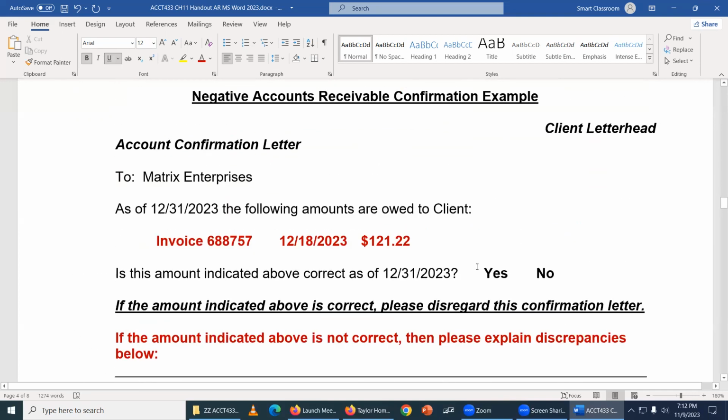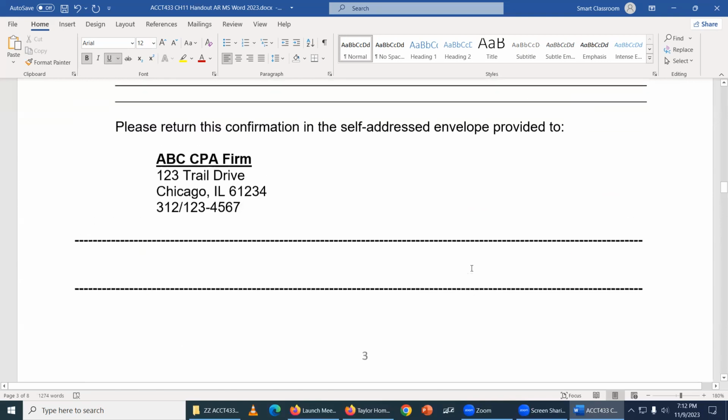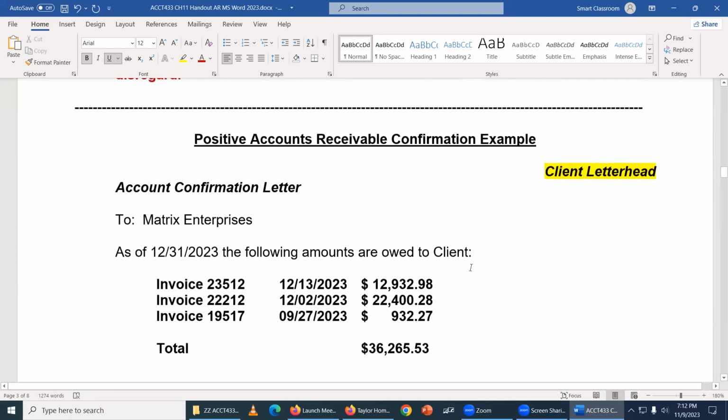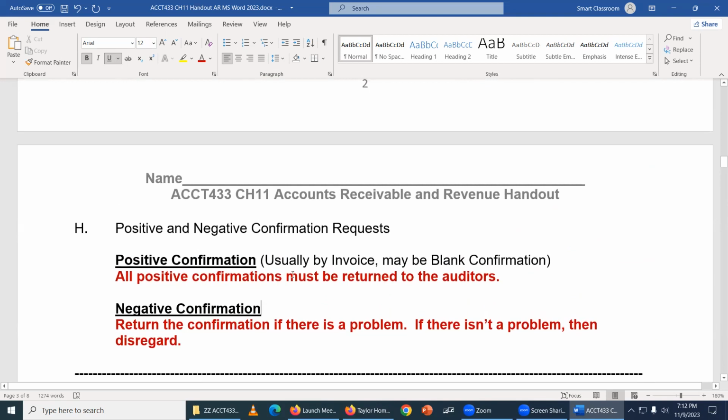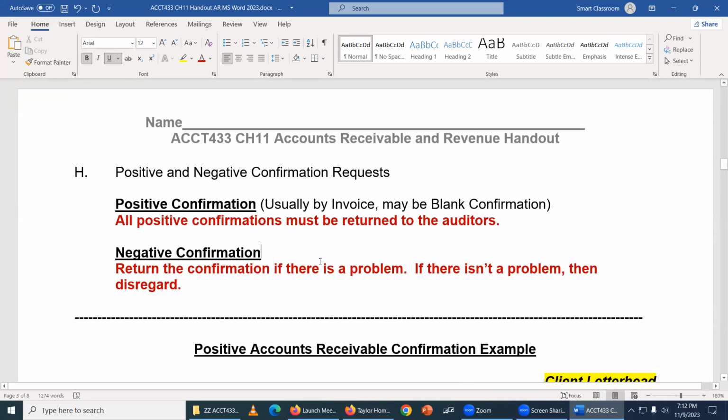Now let's think about this for a second. Which one of these is going to be better evidence? And I'll give you a little more of a hint. There's a problem with the negative ones. What is it?